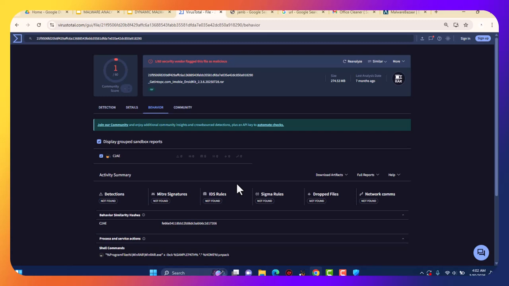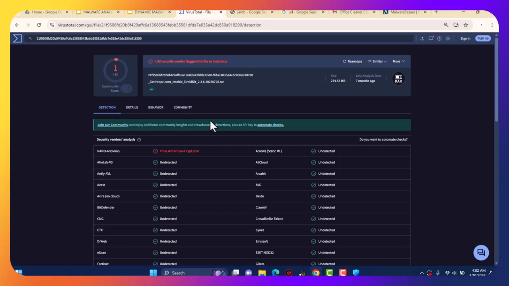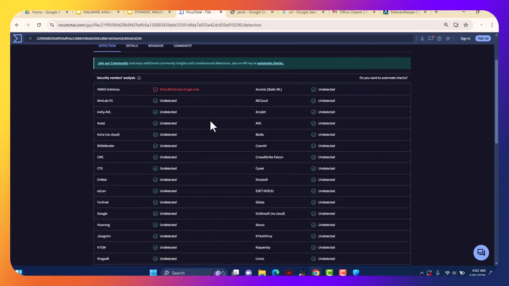Are we together? If it is a virus, you see under activity summary. Activity summary means what that virus is doing on your system. Under detection, you will see the nature of the signature, IDS rules, Sigma rules, dropped files, network communication. You will see every activity that the malware is carrying out on our devices. Do we understand? So on your own, check it out, and then I'll send you an assignment on what to do and the analysis to carry out on it.